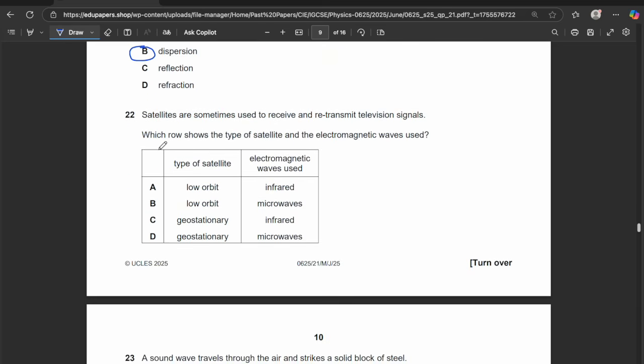22. Satellites are sometimes used to receive and retransmit television signals. Which row shows the type of satellite and the electromagnetic waves used? So television signals, which means the satellite has to be high up there, and so they use geostationary. And the type of electromagnetic wave used is microwave.